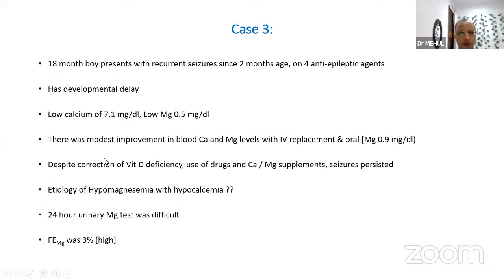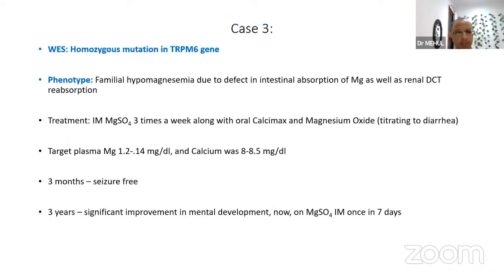Certainly, obtaining a 24 hours urine magnesium test was difficult. We would have to put in a urinary catheter to collect the 24 hours urine sample. We did a spot urine for fractional excretion of magnesium, and that turned out to be very high in the presence of severe hypomagnesemia. It was 3%. We would have expected it to be less than 1% if the kidneys were conserving magnesium.